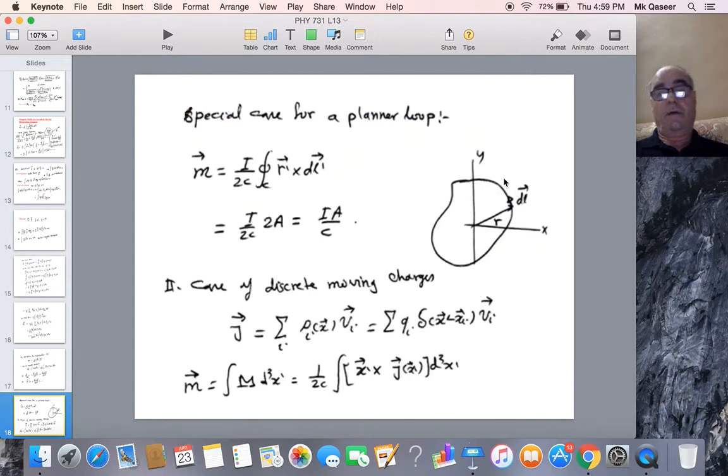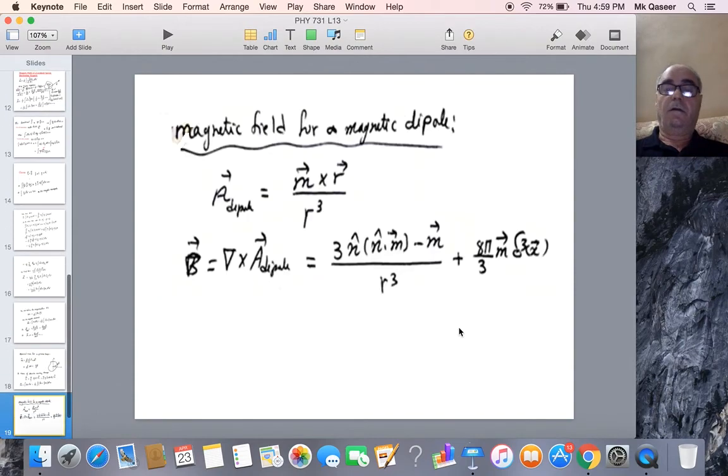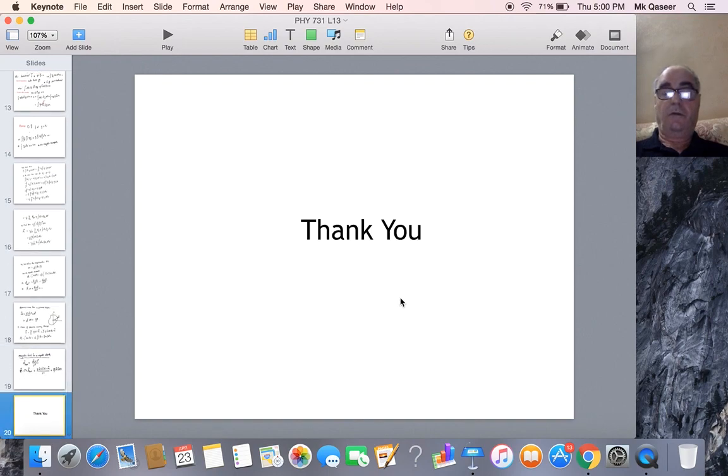Now here I'm showing a circular loop in the xy plane. The magnetization for this is 1 over 2c of r prime cross I dl prime, where dl prime is the element length here, so we get I a over c. In the case of discrete moving charges, we have to write this in terms of the Dirac delta function. So A dipole is m cross r over r cubed, which means that A now can be written in terms of the kernel of a dipole, which is given by this expression. That's it. Thank you.